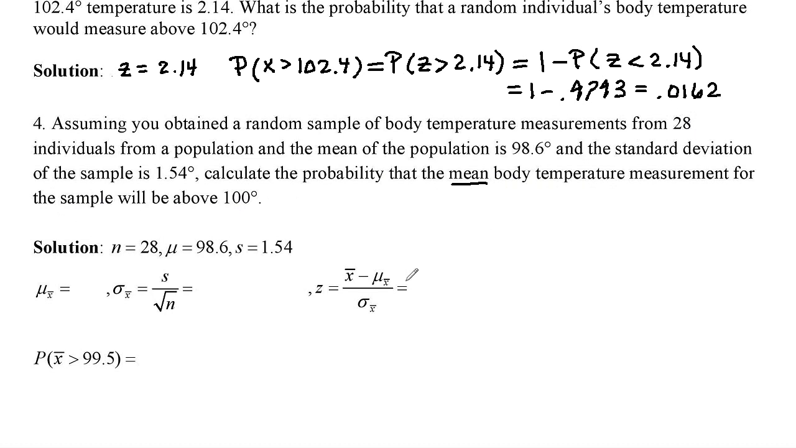So let's list what we know here. So we took measurements from 28 individuals. That's our sample size, so n equals 28. They said the mean of the population is 98.6, so that's mu is 98.6. And the standard deviation here is 1.54. So that's your s, the sample standard deviation, is 1.54.